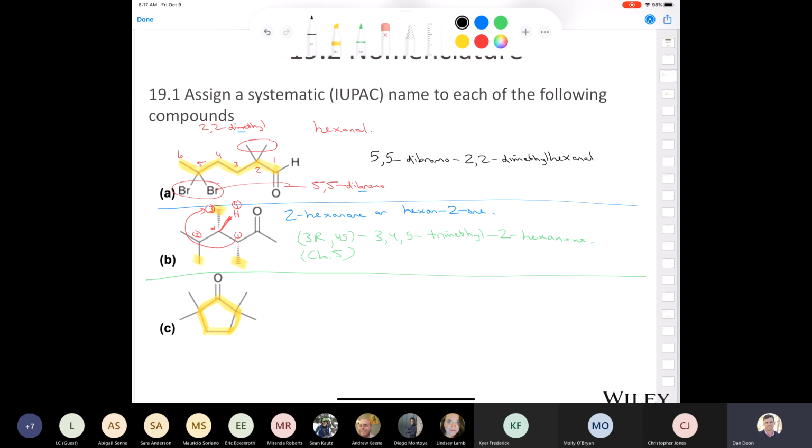We can do this one pretty fast because we have substituents where we got 1, 2, 3, 4, 5. We've got 4 methyl groups. So we have, just delete those, we got 2,2,5,5-tetramethylcyclopentanone. All right. Any questions about those?